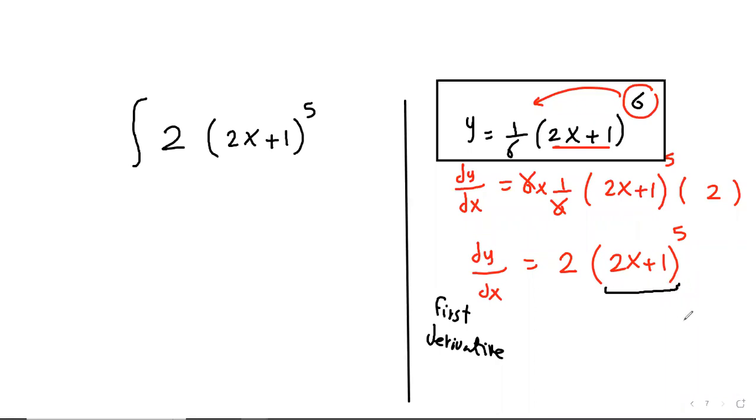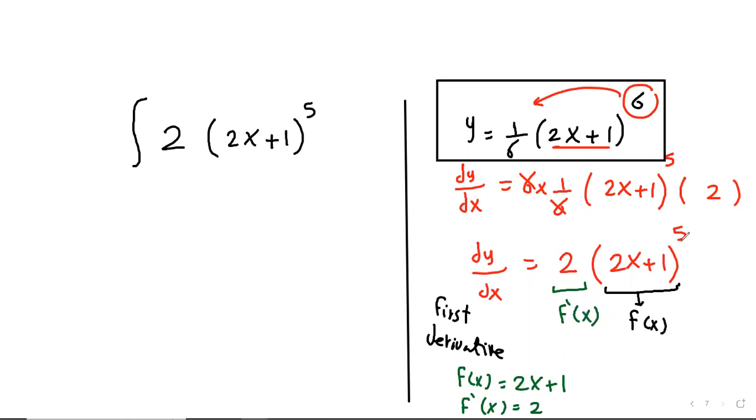Here it's the function f of x. So f of x here, the original function, is 2x plus 1. And this 2 is the derivative, the first derivative of 2x plus 1. So f prime x is 2. So we have f of x and we have here f prime x.